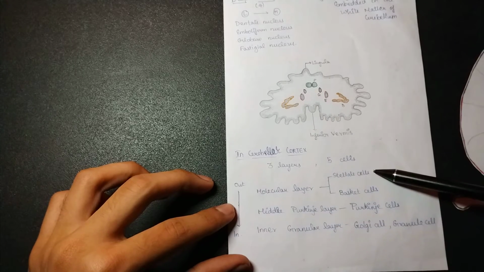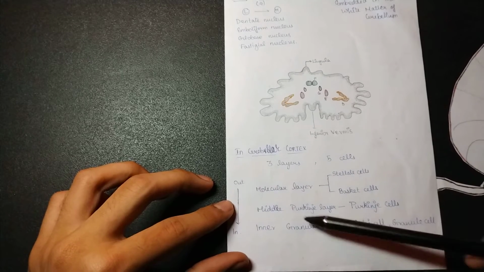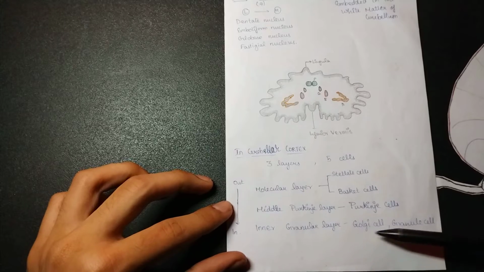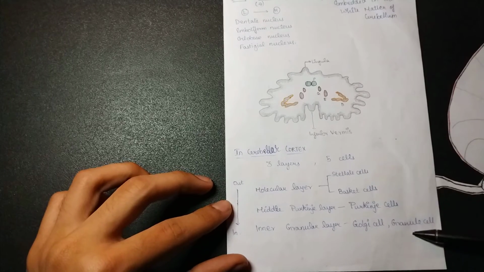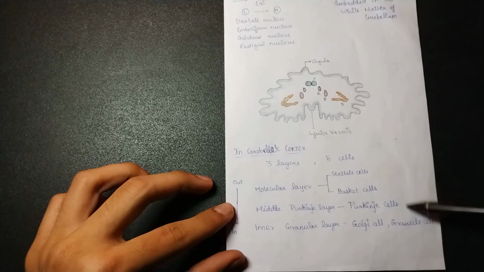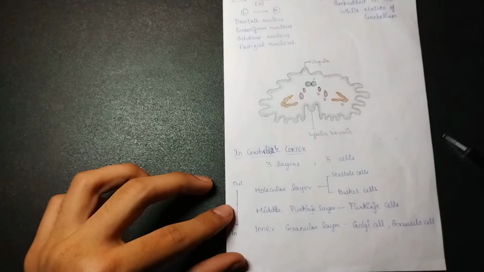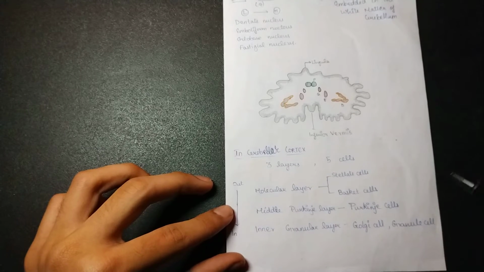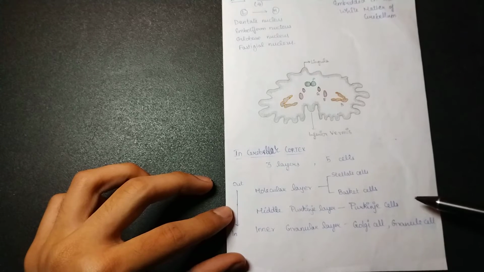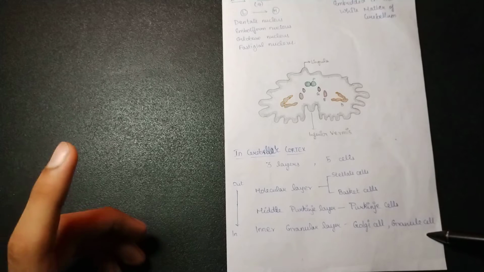The molecular layer contains stellate and basket cells, the middle Purkinje layer, as its name suggests, has the Purkinje cells, and the inner granular layer has the Golgi and the granule cells. One important note is that all the cells of the cerebellar cortex send inhibitory outputs except the granule cells. This is the only cell in the cerebellar cortex whose output is excitatory.